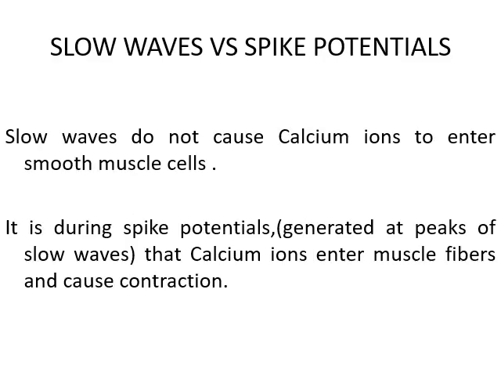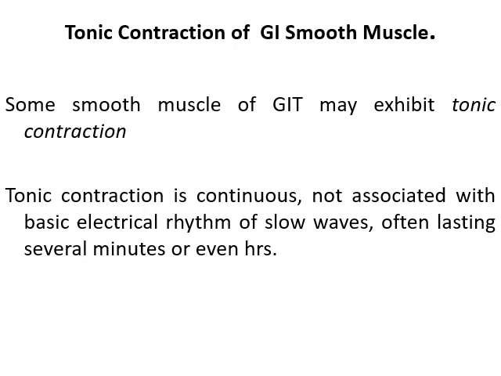This is important: how do you differentiate slow waves versus spike potentials? Slow waves do not cause calcium ions to enter the smooth muscle cells. They don't have calcium channels, they just have sodium channels, and that also not to a very vast extent, just a few of them. However, the spike potential causes a lot of calcium ion entry.